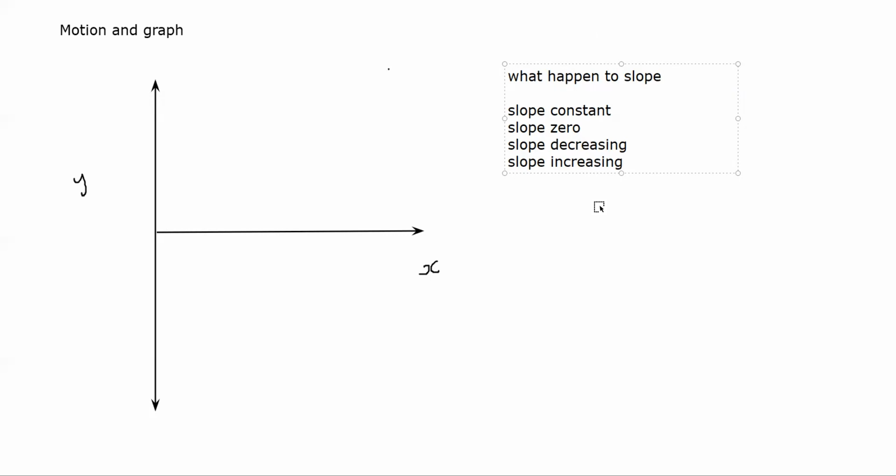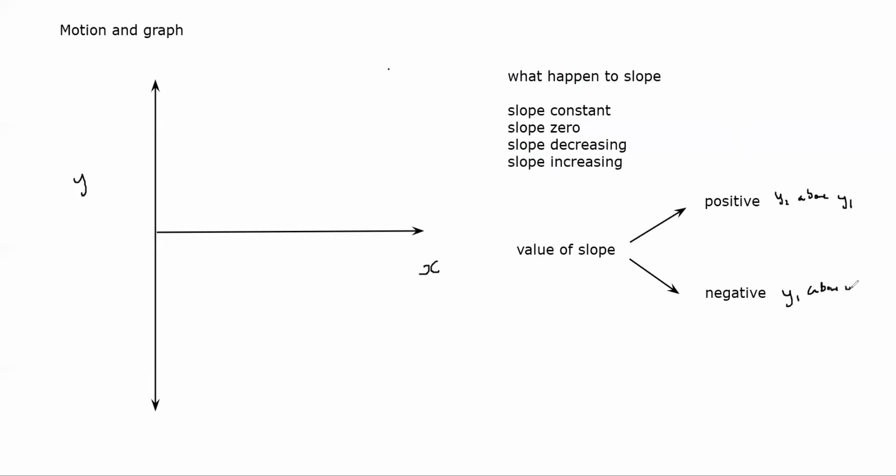The second thing is the value of the slope. For example, slope can have a positive value, slope can have a negative value. So when you calculate the slope, you may get a positive answer, you may get a negative answer. It is easy to identify whether a slope will be positive or negative. If y2 is above y1, then it will be positive. I'll explain this. But if y1 is above y2, then the slope will be negative.